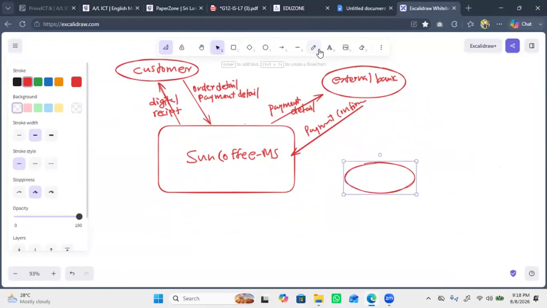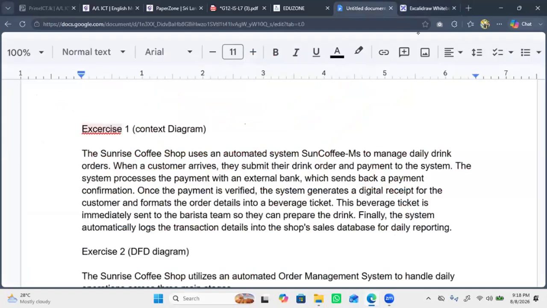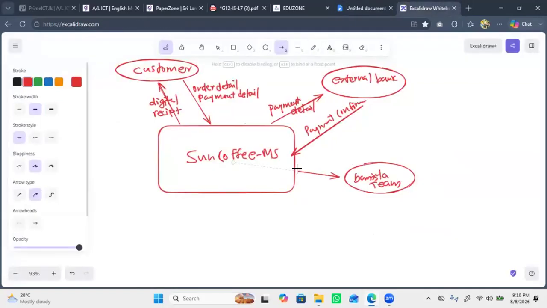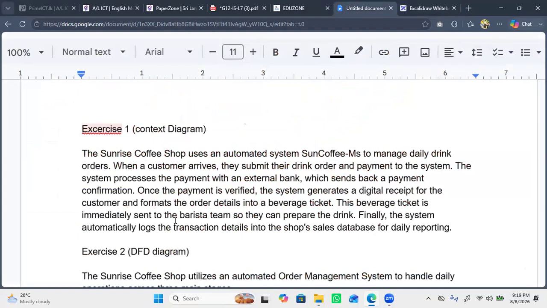Barista team. Okay, I'll make an external entity, barista team. Baristas are the people who make the coffee. They get the order ticket. Order ticket means beverage ticket. The beverage ticket is going to the barista team, and they should prepare the beverage, the coffee. Finally, this beverage ticket is immediately sent to the barista team, so they can prepare the drink.